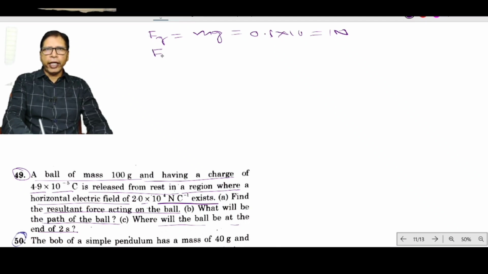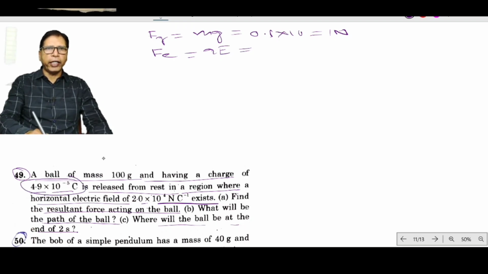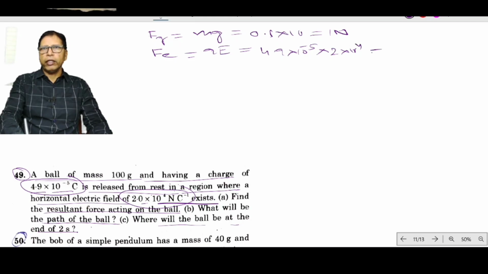Now, electrical force is Q into E. Q is 4.9 into 10 to the power minus 5, and the electric field is 2 into 10 to the power 4. Therefore, this is 0.98 Newton. So this is almost 1 Newton.